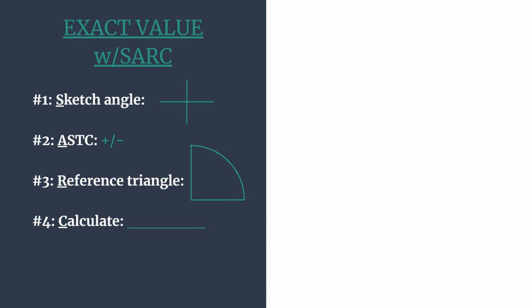So a quick overview: the S stands for sketching the angle's terminal side. The A helps us remember A.S.T.C, which helps us decide if our final answer is positive or negative. The R is for our reference triangle and the special right triangle and coordinates that go with it. And then C is for calculate. That's where we'll calculate our trig ratio. So we want to do this for the cotangent of 19 pi over 6. We'll first start by sketching our angle's terminal side.